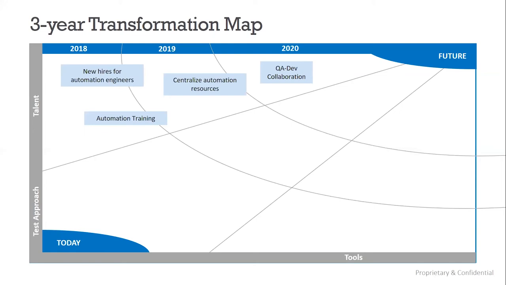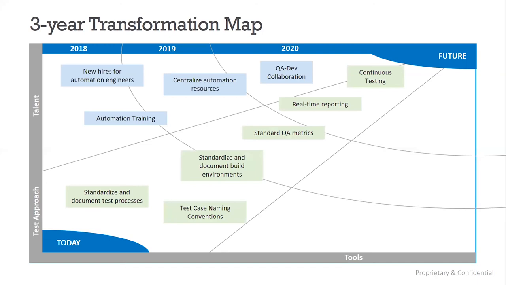Here are some examples that you can leverage, but you're looking at hiring new automation engineers or doing automation training for organic growth, or looking at increasing the collaboration between QA and dev to really start shifting left or testing early. Some other ones around test approach can be standardization, naming conventions, creating some real-time reporting, and then to eventually do and practice successful continuous testing.